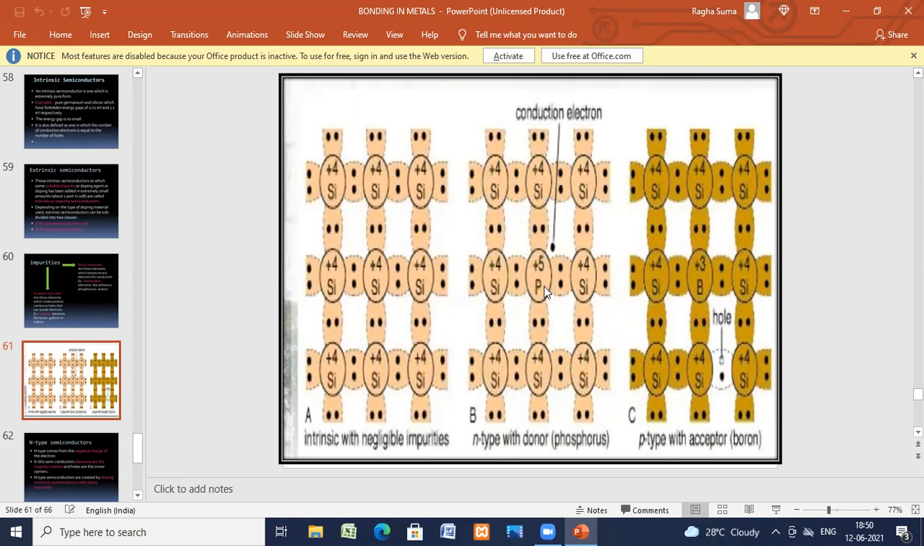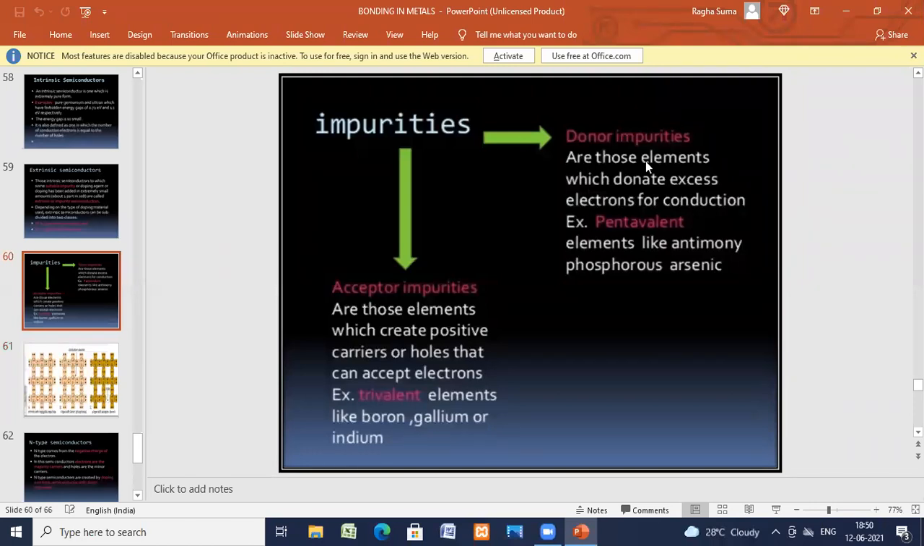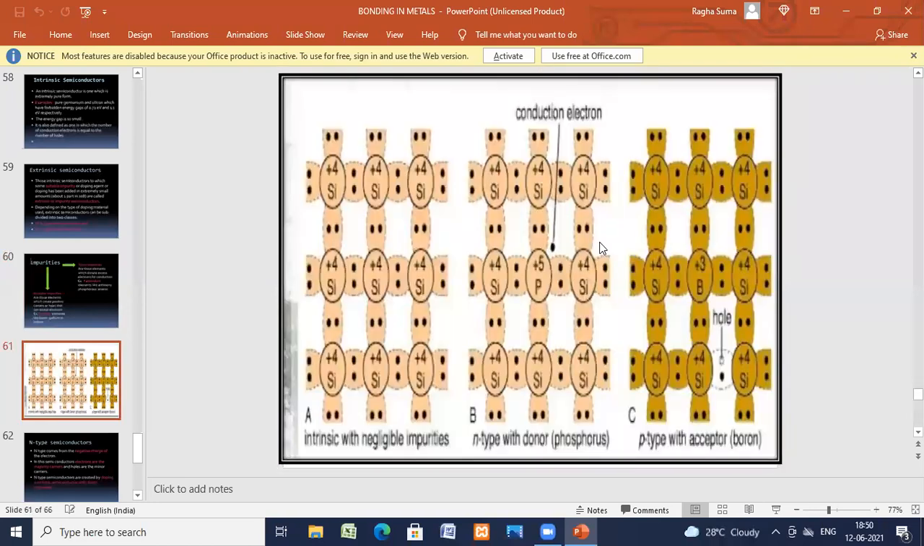Similarly, in fifth group elements, a pentavalent element acts as a donor impurity, donating an excess electron. This electron keeps on moving around the crystal. This movement of the extra electron is conduction by electrons. It is due to a negatively charged electron, due to the addition of a pentavalent element. So it is an n-type conductor.